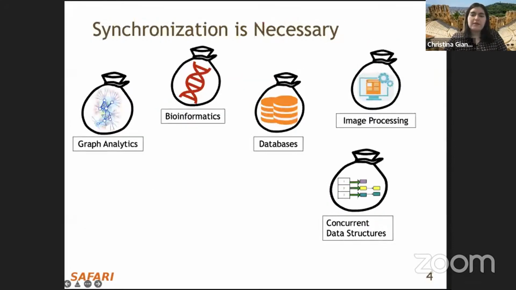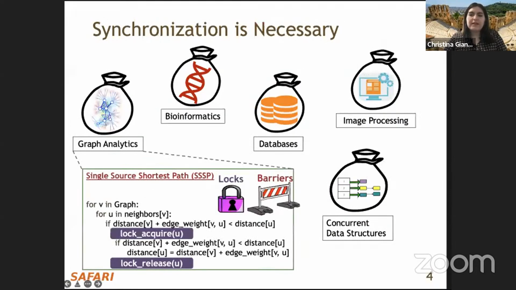At the same time, synchronization primitives like locks and barriers are widely used in those applications. For example, here you can see the single source shortest path algorithm, which needs lock primitives to protect shared data and ensure correctness in a multi-threaded context. Therefore, to fully leverage the benefits of near data processing architectures, an efficient synchronization mechanism among processing-in-memory or near data processing cores is needed.